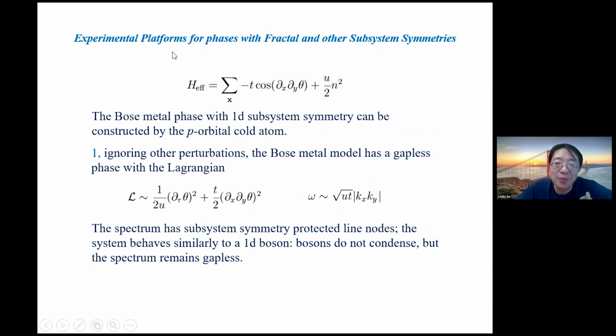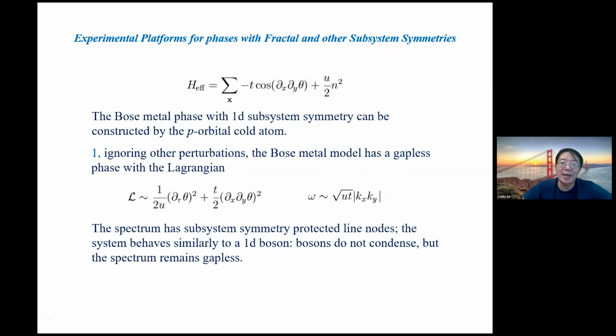So this model has a one-dimensional subsystem symmetry. So we can do some naive analysis now. For example, we can expand the cosine term around the minimum and turn this n square into partial tau theta square. So suppose we ignore all the perturbations, this model will give you some dispersion which looks like this. This dispersion will have line nodes along the kx axis and the ky axis. So when kx equals 0, the dispersion will be 0. When ky equals 0, the dispersion will also be 0.